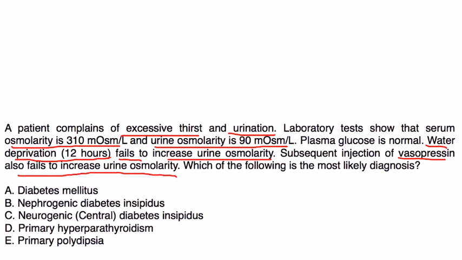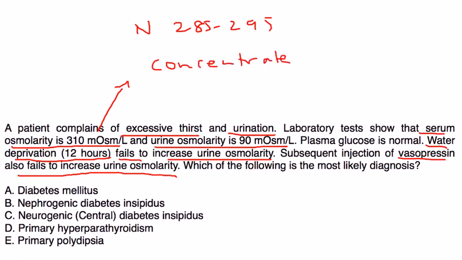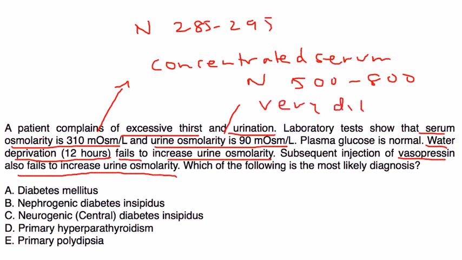Well, let's take a more careful look at this. The serum osmolarity is 310. Now, the normal serum osmolarity is about 285 to 295. So this patient has a serum osmolarity that is higher than that, which means they have a more concentrated serum. And then their urine osmolarity is 90, and normal is between 500 and 800. So their urine is very, very dilute. And that makes sense, right?